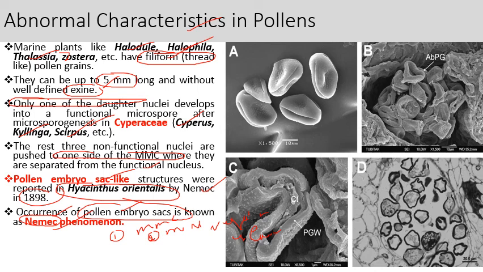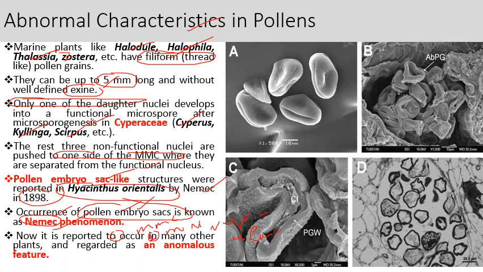And this property of some plants to divide and give rise to this structure leads to a phenomenon known as androgenesis. Guha and Maheshwari worked in tissue culture in 1964 and showed that anthers can give rise to a full-fledged plant, which is known as androgenesis. This phenomenon helped in that. It is now reported to occur in many other plants. The Nemec phenomenon has been seen in many plants, and this is regarded as an anomalous feature, an abnormal feature.